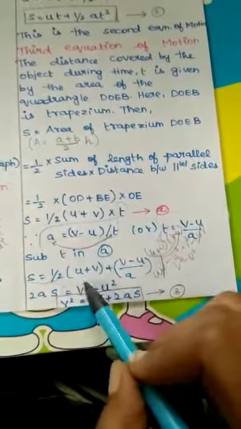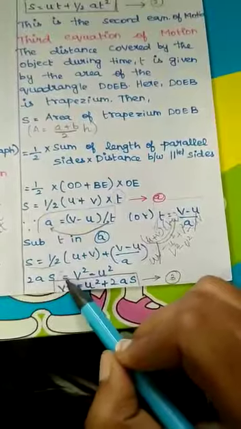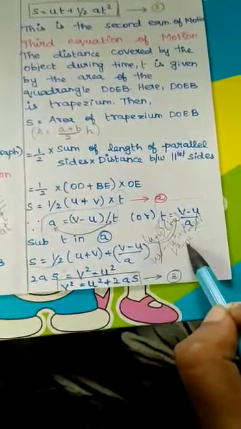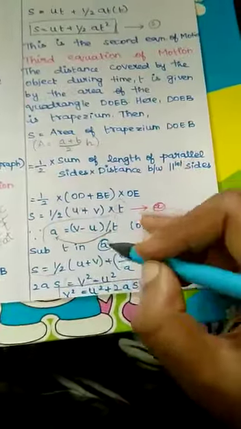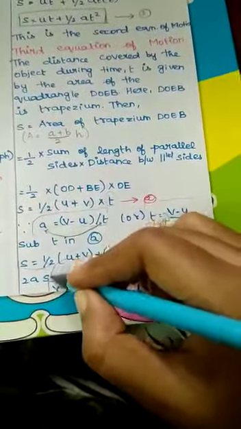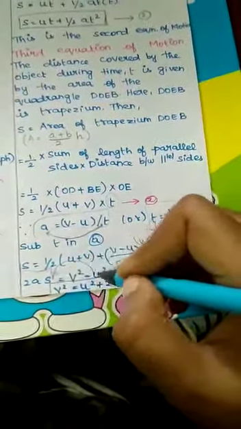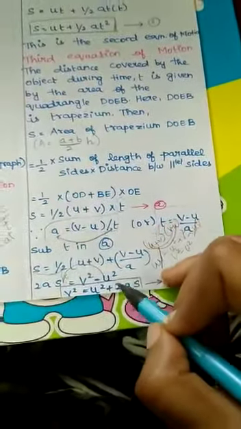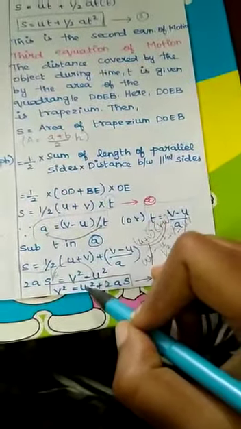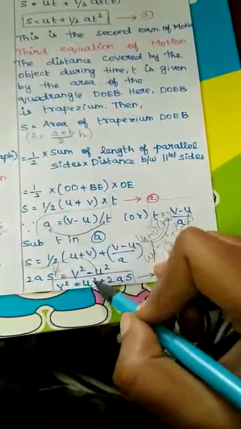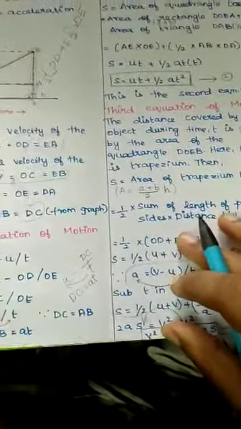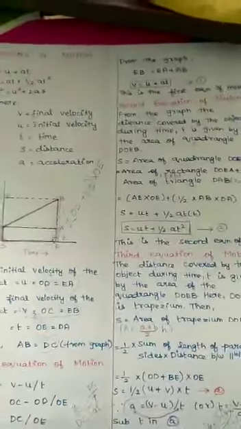Yes or no? That is what we have written as 2AS is equal to V square minus U square. So when you rearrange this, this will shift to this side, so minus will become plus. So it is 2AS, and U square plus 2AS. So V square is equal to U square plus 2AS is the third equation of motion.